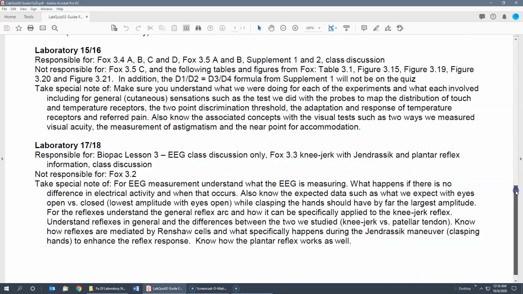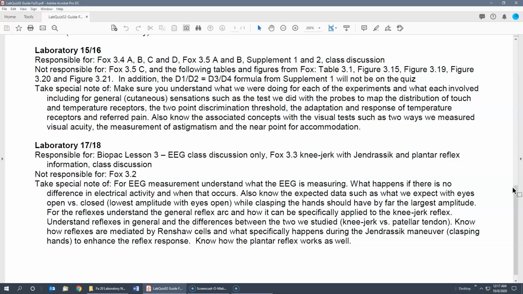15-16 is looking at all the little discussions for the sensory lab. So we did 2 parts, 3.4 of FOX, A, B, C, D. Those are the general sensations. Also, you should know FOX 3.5 A and B and supplement 1 and 2 as well. Those are the visual ones. So what happens with the eye stuff.